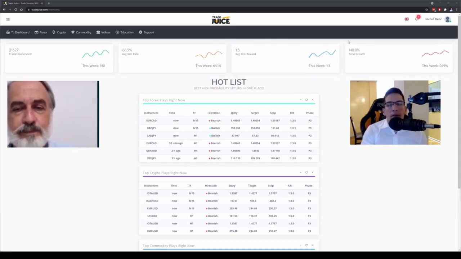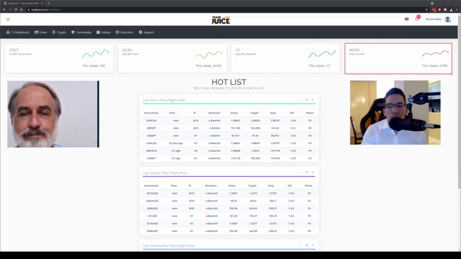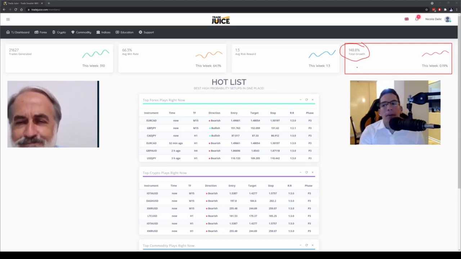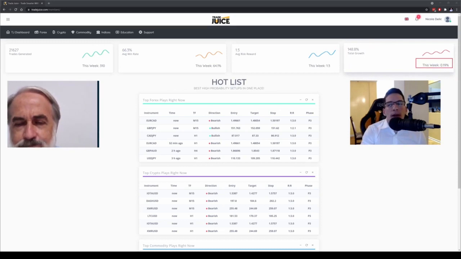And the final part is the total growth. So all the trades that we took, it's over 148% in profit. Is for over a year period. I'm more than happy considering the risk that we are using, because it's all been trading on my personal savings account, better to say retirement account. So I'm more than happy about that. And this week alone, we are up 0.20%.